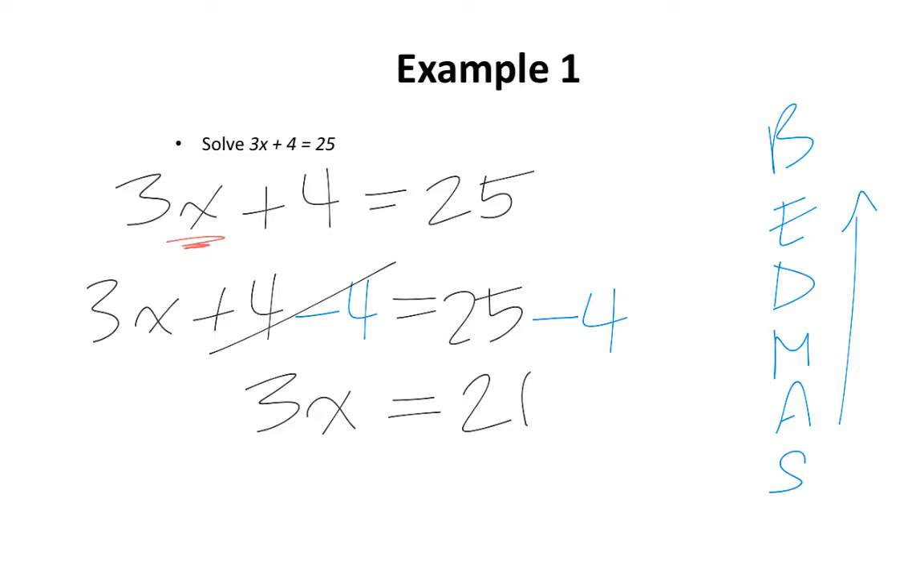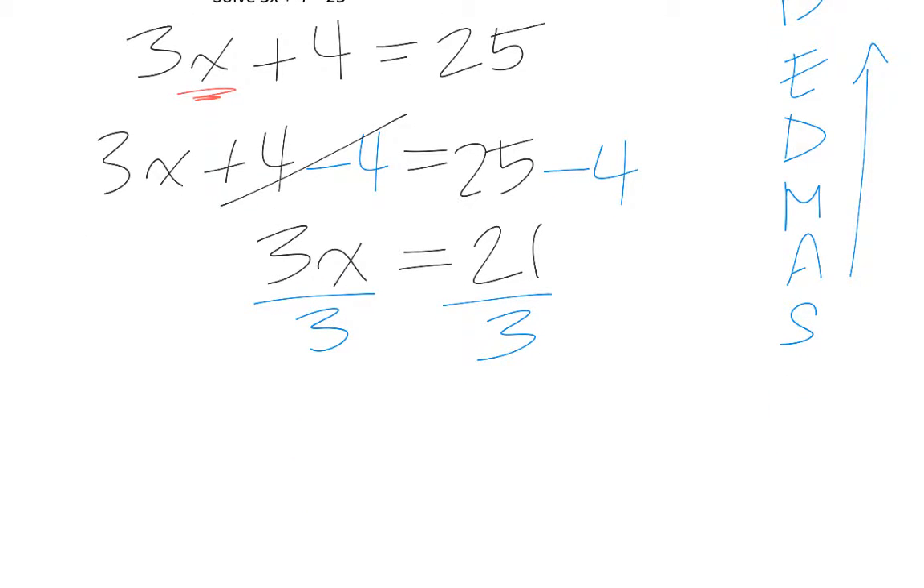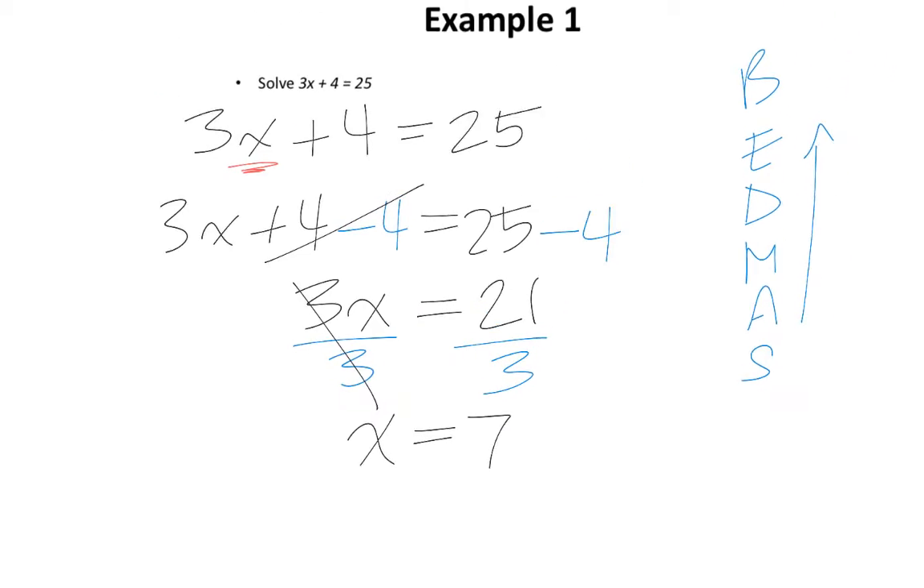Next, I'm going to get rid of the multiply by 3 by dividing both sides of the equation by 3. That means these 3's cancel out, which leaves me with just x, and 21 divided by 3 is 7. Therefore, x is equal to 7.